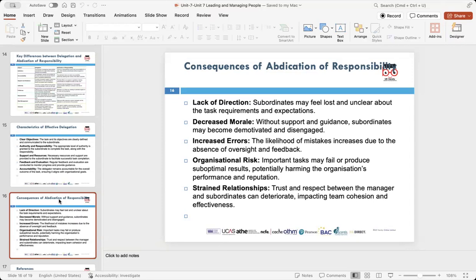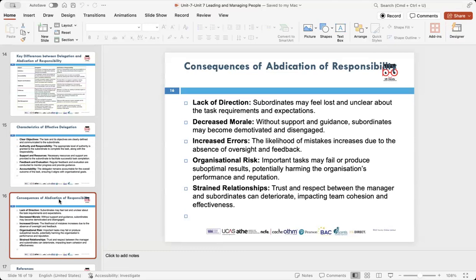So when a manager abdicates responsibility, several problems can arise. A lack of direction may leave employees confused about what to do, reducing productivity. This can lead to decreased morale. Without support and guidance, subordinates may become demotivated and disengaged. So, morale drops as team members feel unsupported and unmotivated.